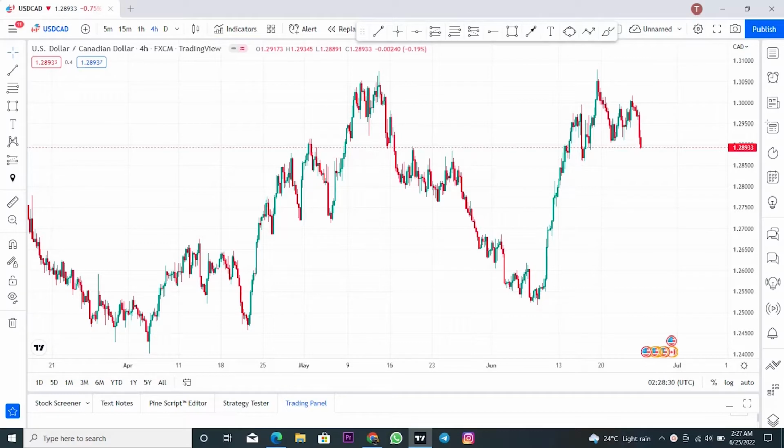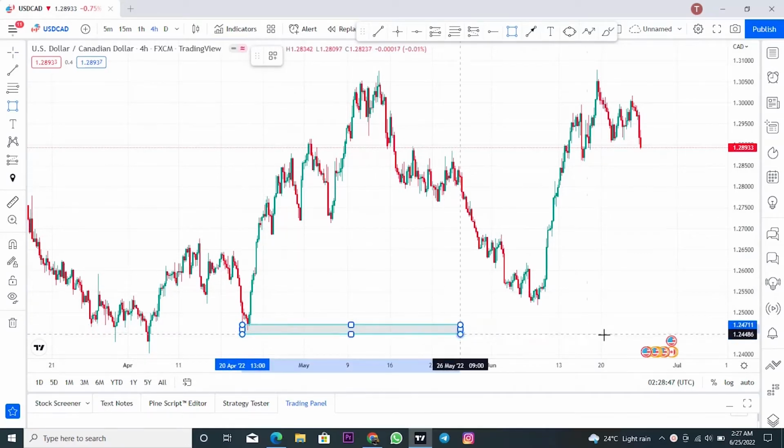So we are going to be analyzing USD CAD is what we are going to be analyzing. We're starting from the 4-hour time frame because that is where you will clearly see the zones and mark it. So let's move straight into the video.